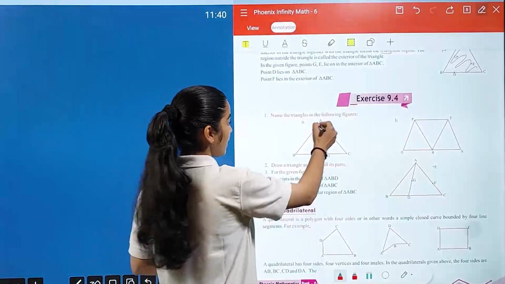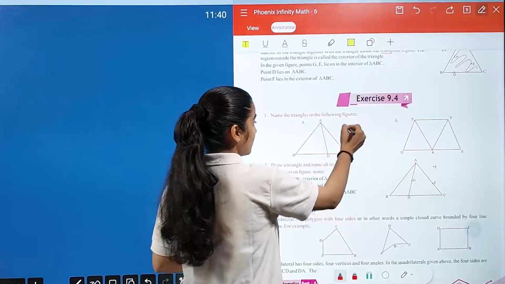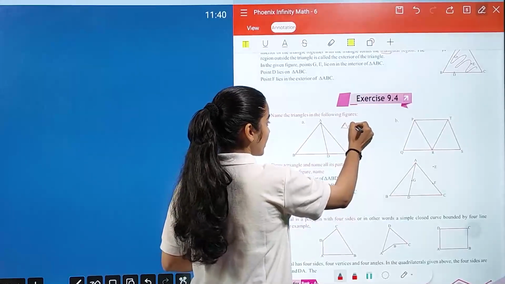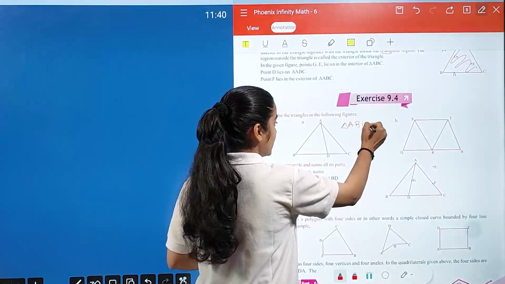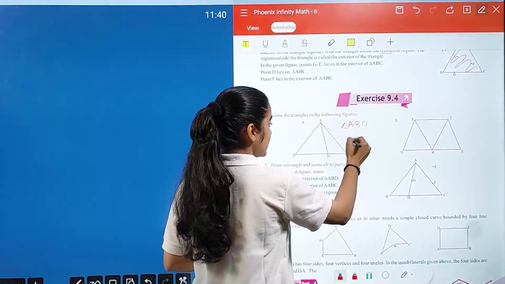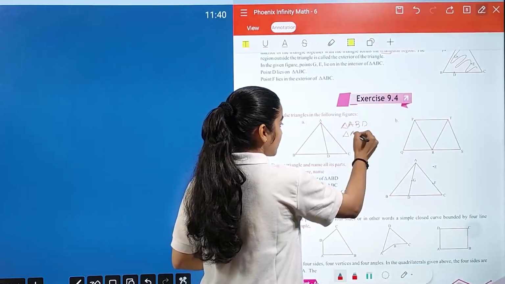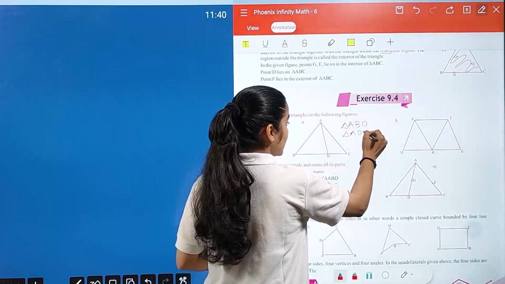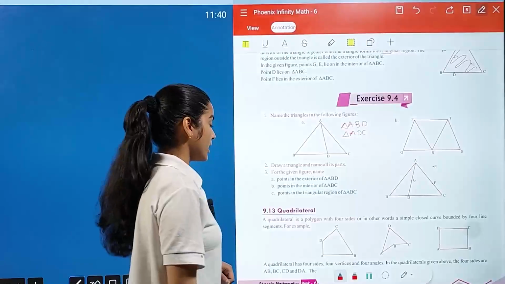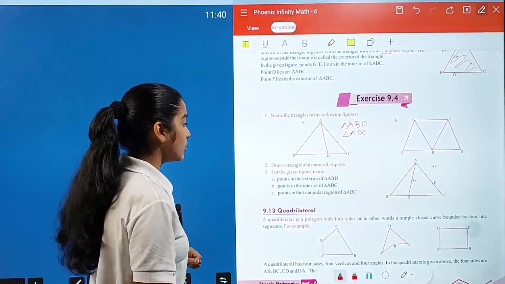So in this we have triangle ABD. We have to form triangle BCD and triangle ADC. For the next figure, you have to write the names of the triangles. Now draw a triangle and name all its parts.